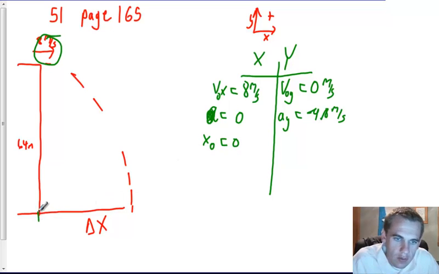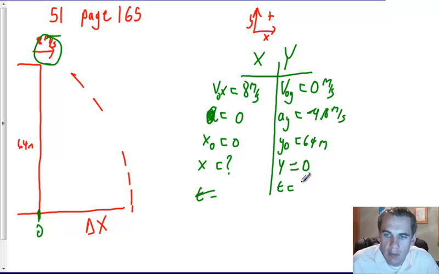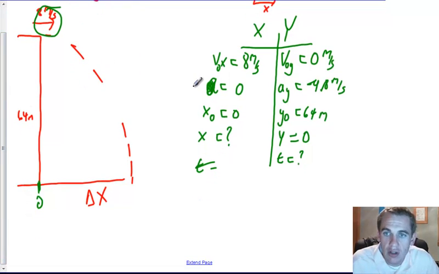It starts right here. Initial position in y is of course 64 meters. It started at the top of the cliff. Final position is what I really want to know, and final position in y is 0. It ends on the ground. Time, t, I don't know t, but if I can find t, we can solve this problem, because the times are the same. So I'm going to go ahead and work this one out. I'm going to start in y and use the time I get in y in x.